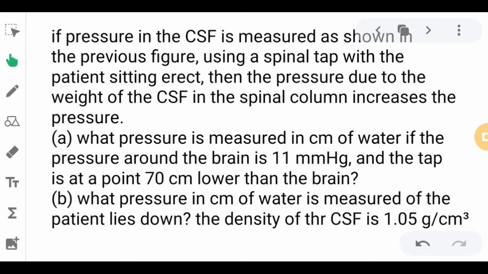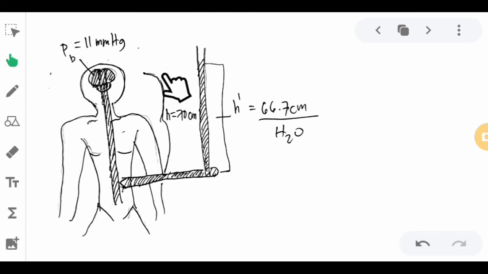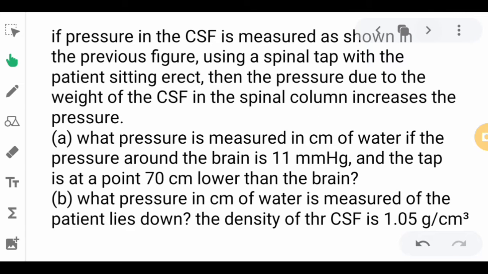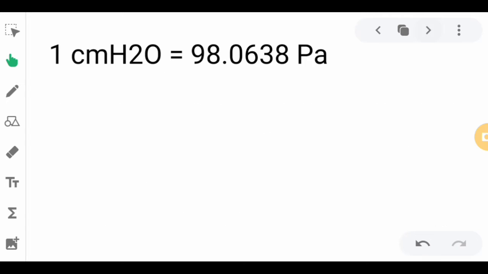And the tap is at a point which is 70 cm lower than the brain. This is the tap here, that is 70 centimeters. Then the second question, what pressure in centimeters of water is measured if the patient lies down? The density of the CSF is 1.05 grams per cubic centimeter. Let us proceed to the solution for A.